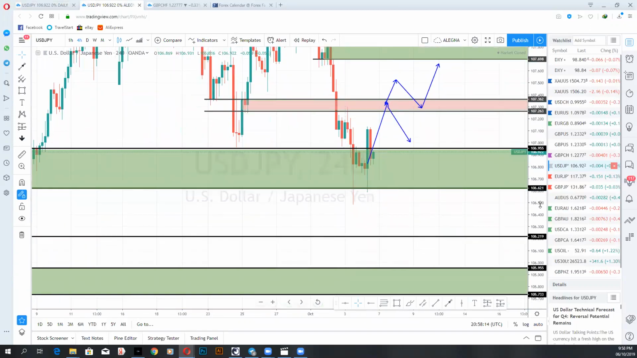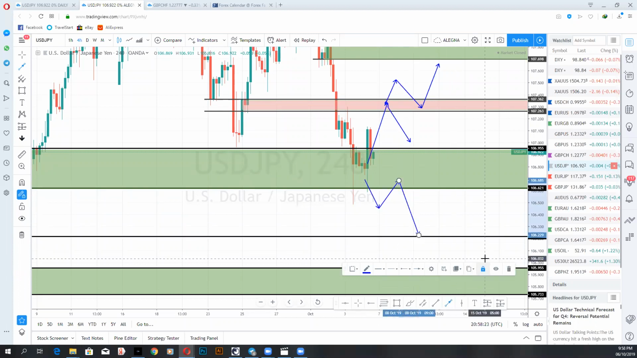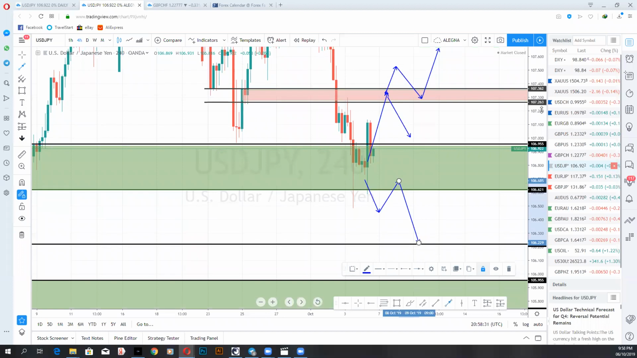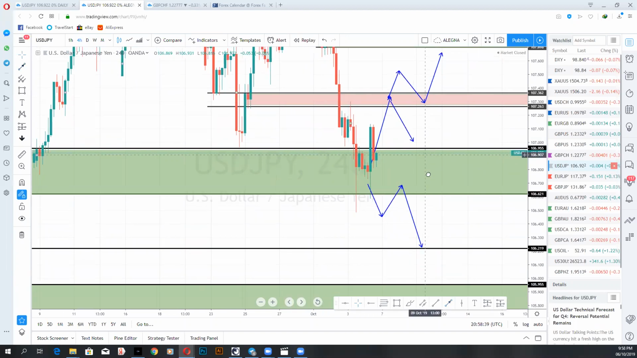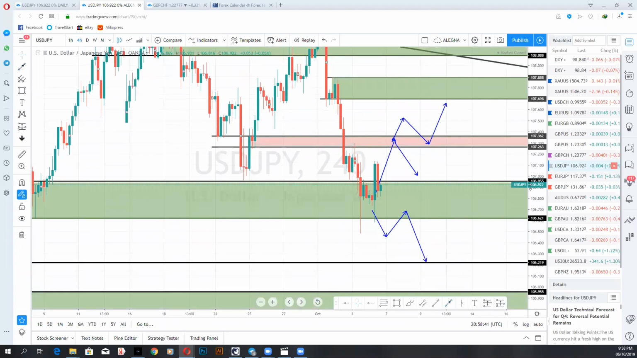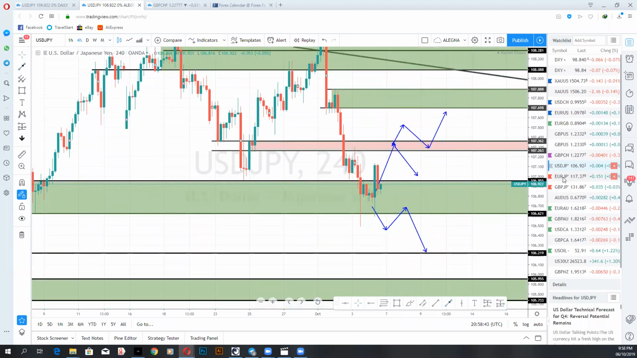That's if it stays above 106.62. If not, you might just see something like this and it may drop down. Thus, it may rally up above this zone here, that's between 107.26 and 107.30. It may move higher. But if it stays below that zone, then there is a possibility that price may come back down. You can see I've already indicated it with the arrow.